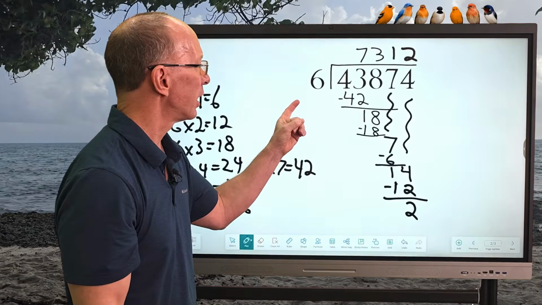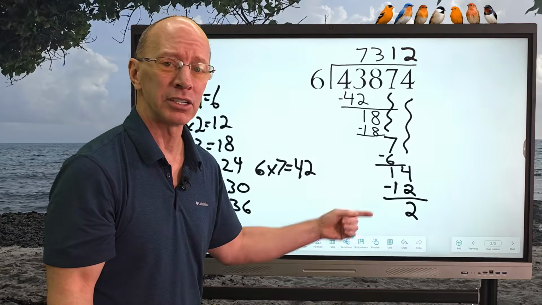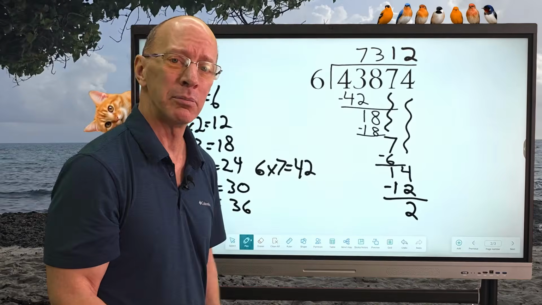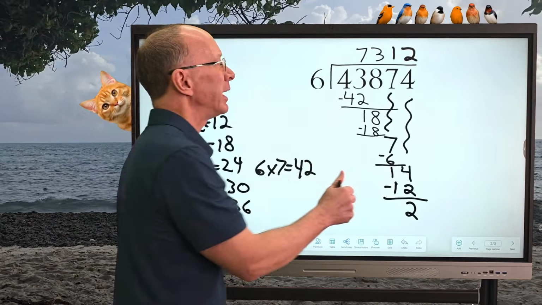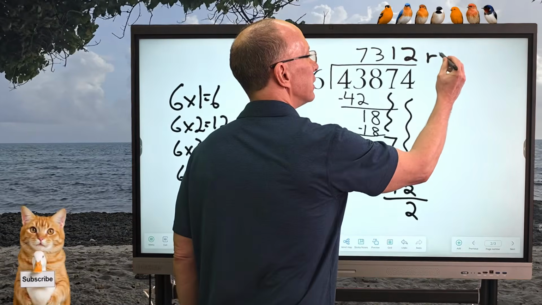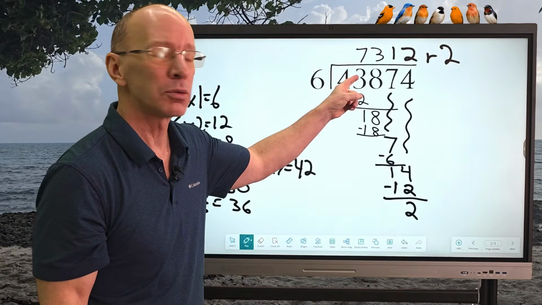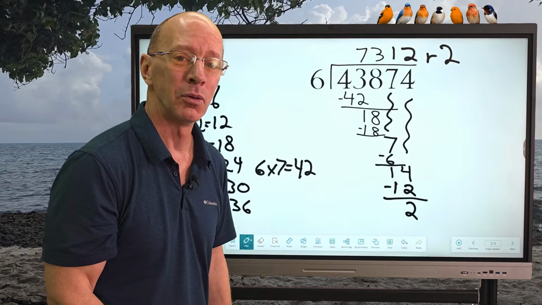Can I put 6 into 2? No, you can't. Do I have any other numbers to bring down? No, you don't. This is our remainder. Hey, Sammy, that's our remainder right there. So remainder 2. So the answer is 7,312, remainder 2. Wasn't that fun?